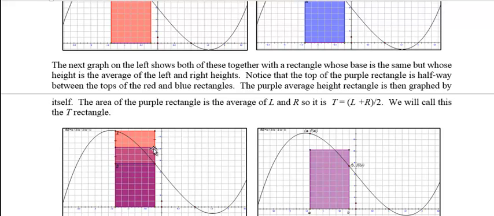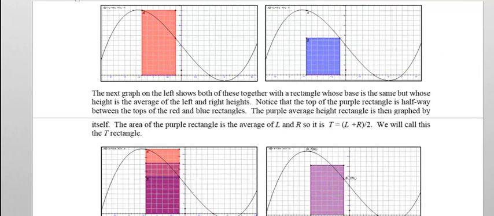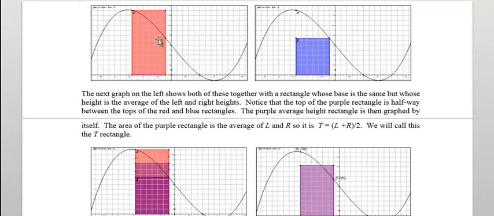And so then we draw that rectangle, which is a purple rectangle here, and I've separated it out on the side. So let's see if I can get where we can see all these at the same time. We can see that the red rectangle is the left, the blue is the right, and halfway between is the T rectangle. And so we can see the T estimate as the area of a rectangle which is halfway between the heights of the left and the right Riemann sums.